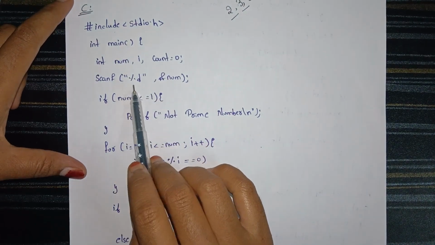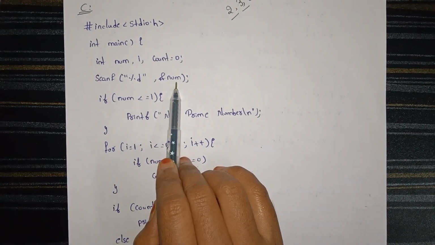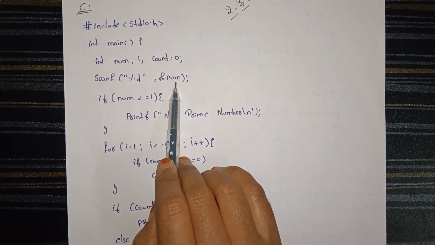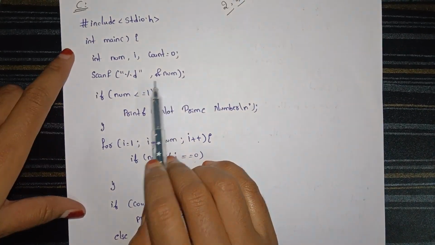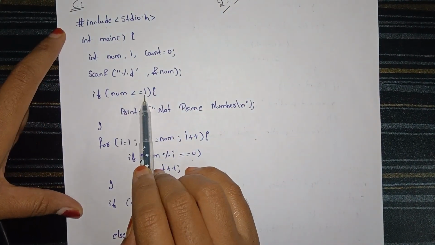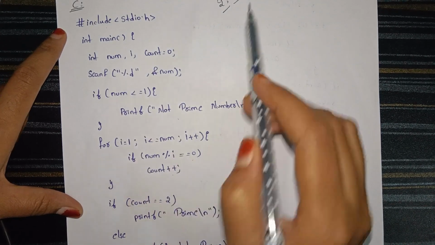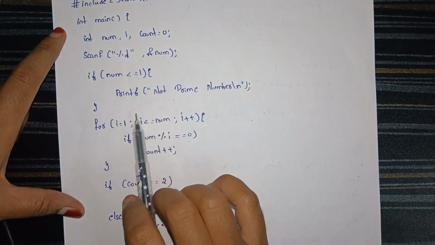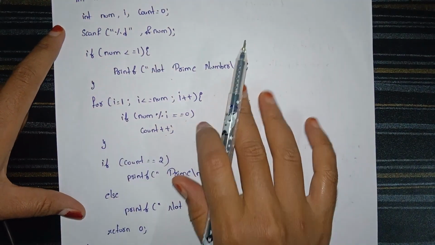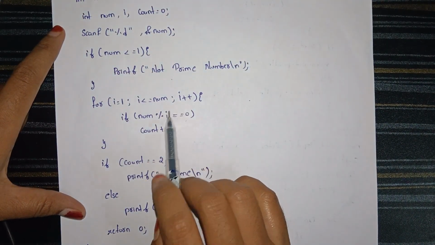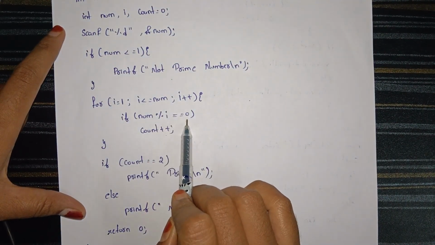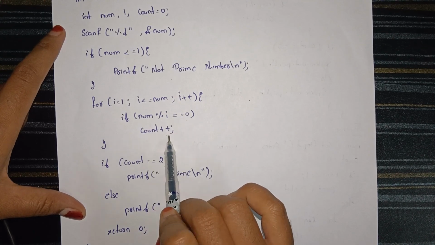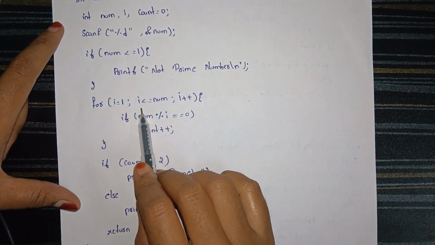The scanf statement is used to accept the input from the user, and if num is less than or equal to 1, then it is not a prime number. Prime numbers start from 2. Then for i = 1; i <= num; i++, if num % i == 0, count++. So this is the for loop which we run.